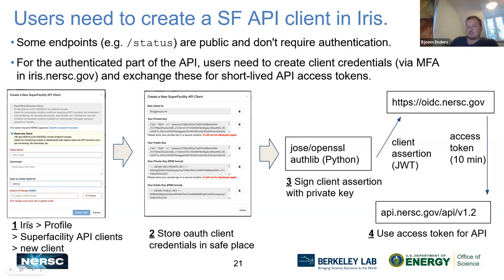So you go to Iris profile, Superfacility API clients. Now you can create a new client. That will give you OAuth client credentials that you need to download and install in a safe place, and I will show you in a bit. And then with that, you sign a client assertion with a private key, and you exchange that for an access token. This looks maybe a bit convoluted, but there are libraries that will do all these things for you. So you only really need to create the client credentials, download them, and use them with a standard library. You can pull an access token from that.